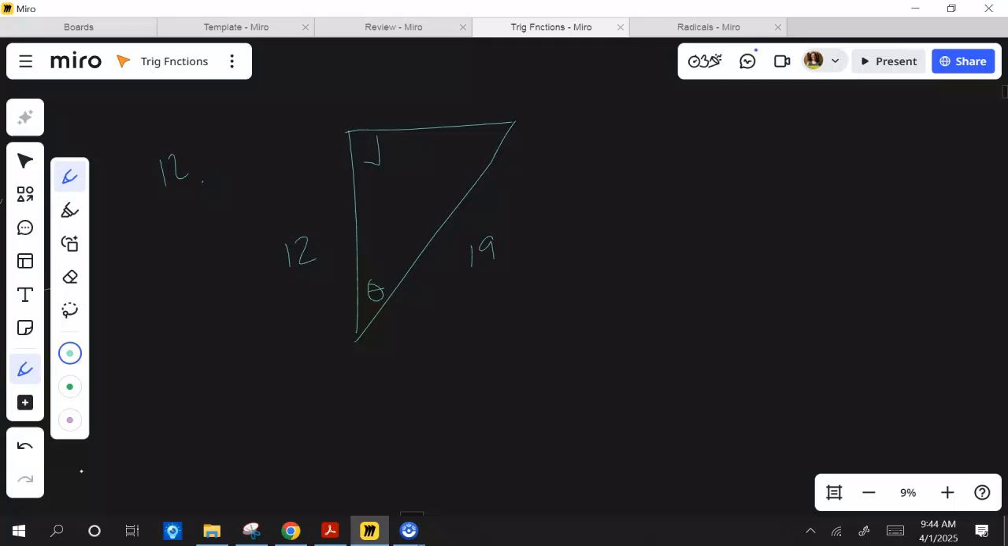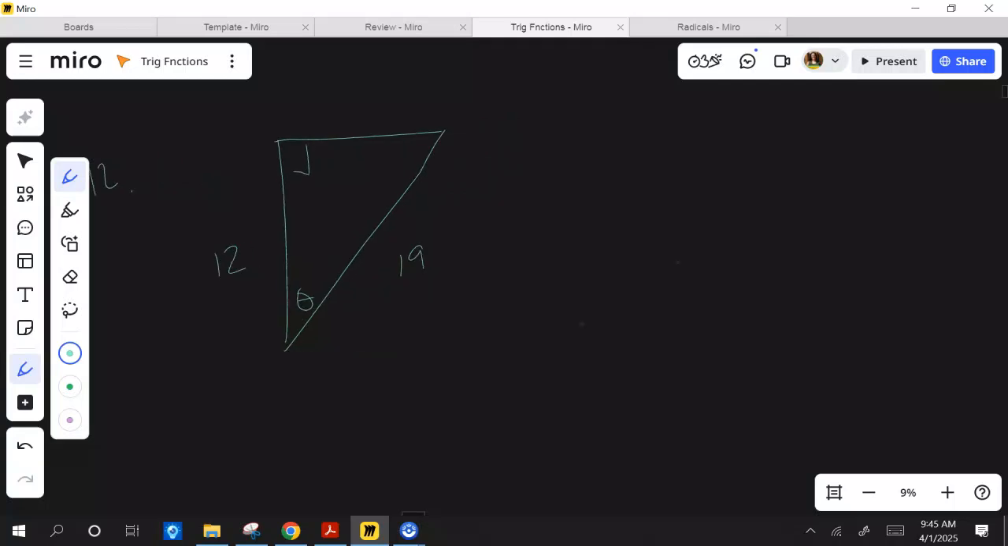All right, listen. All right, so here we go. We're solving this triangle, so we're finding all missing sides, all missing angles. The easiest thing to do, because this one's given me two sides to start with, is I'm going to go ahead and jump into the Pythagorean theorem. So 12 squared plus b squared equals 19 squared. This is 144. What's 19 squared?